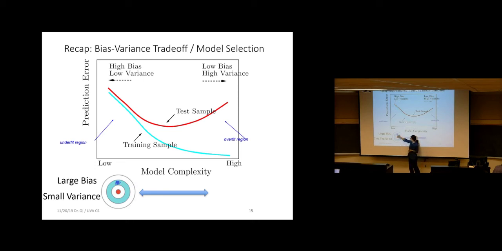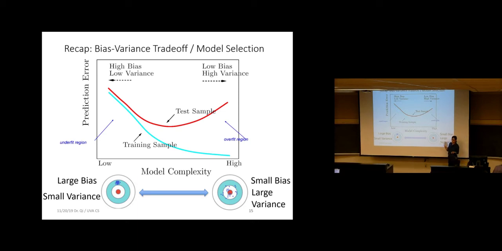However, the mean of that estimation is very far from the truth. So this is the high bias. The majority of the error is actually from here. It's the bias, right? So this is the bias case.